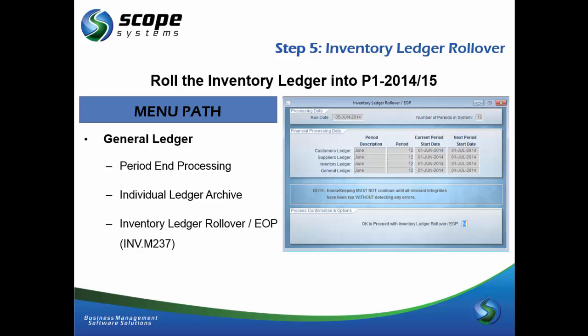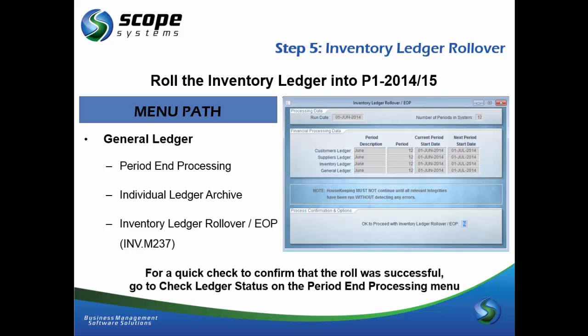Step 5. The inventory ledger rollover. Roll the inventory ledger into 2015. Period End Processing, individual ledger archive, and then inventory ledger rollover. Click OK to proceed. You'll notice that the period description changes from period 12 to period 1. This also serves as a quick check to confirm that the ledger rollover was successful. So please check the ledger status on the period end processing menu.